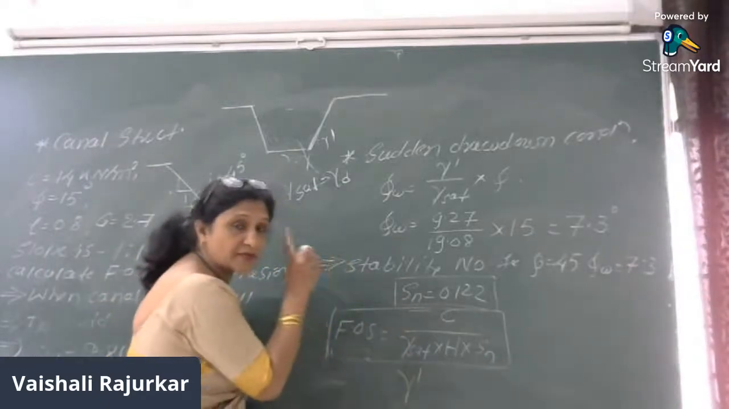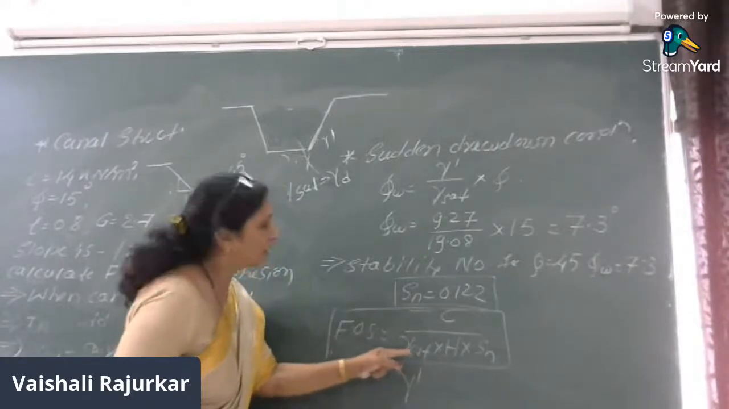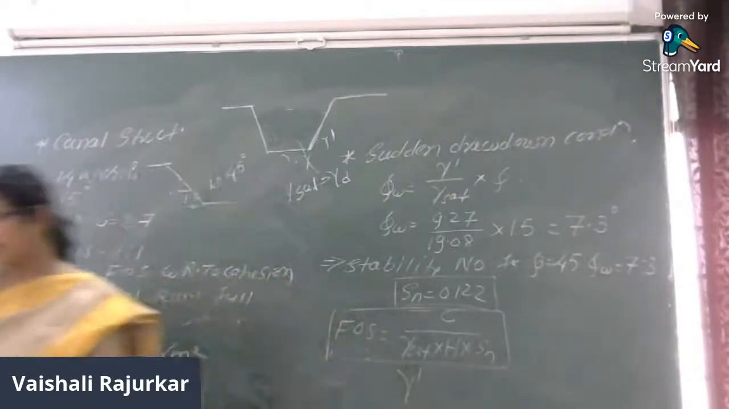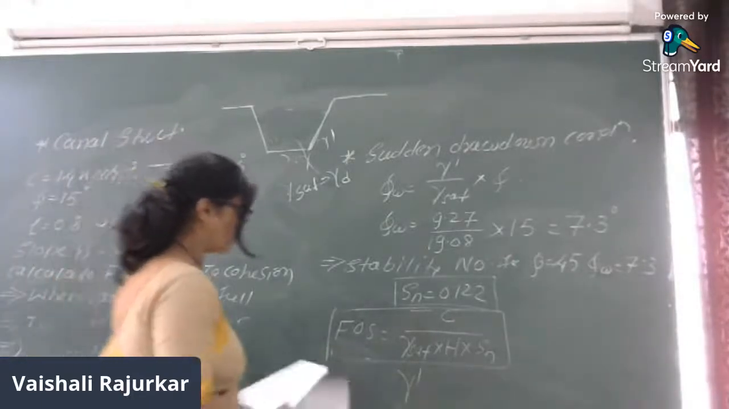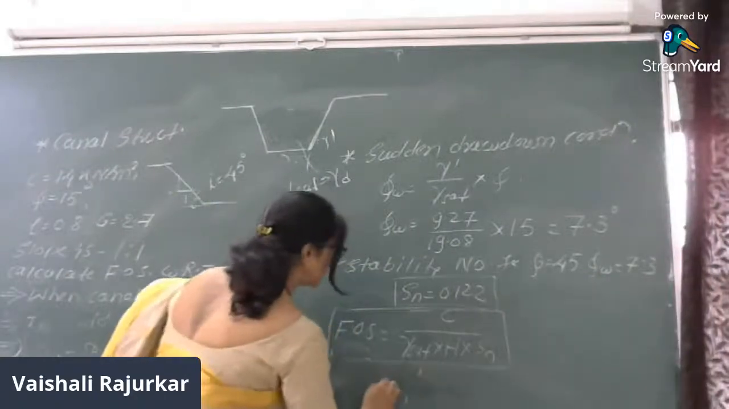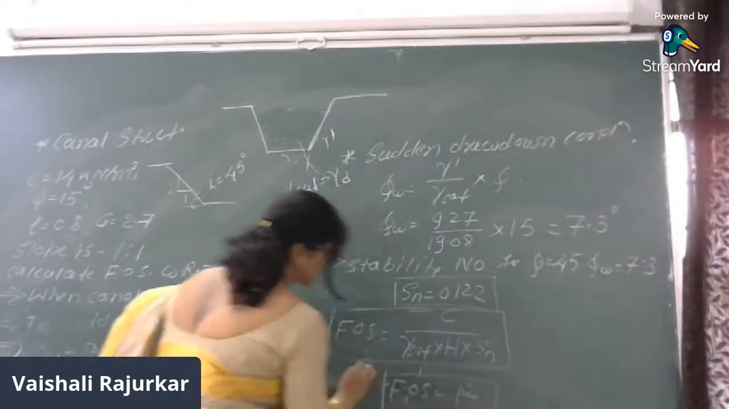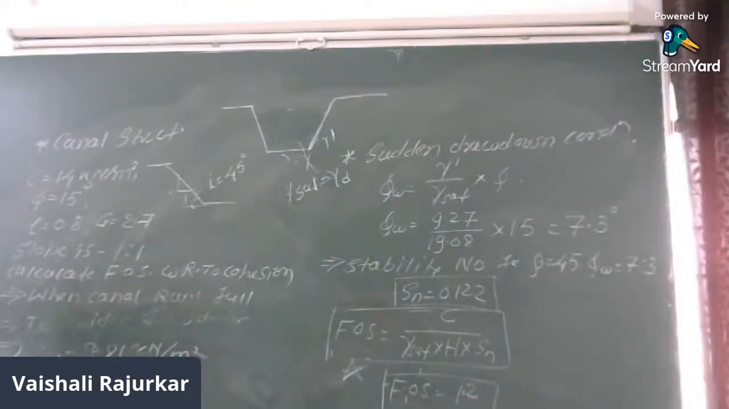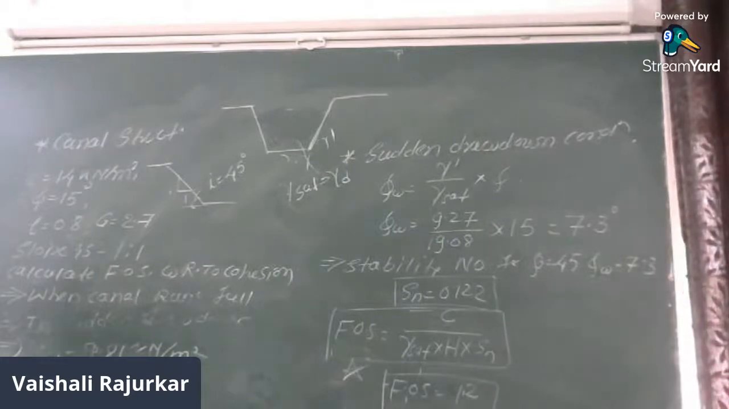Therefore, in the previous one, when the canal runs full, we considered gamma submerged, and here at the sudden drawdown condition, we will consider gamma saturated into H into Sn. Now calculate it, and you can find the value of factor of safety is 1.2. We just put all the values into the equation, and the factor of safety is going to be 1.2. So this condition is considered more dangerous, when the water is suddenly and completely emptied. I think this is clear for you.